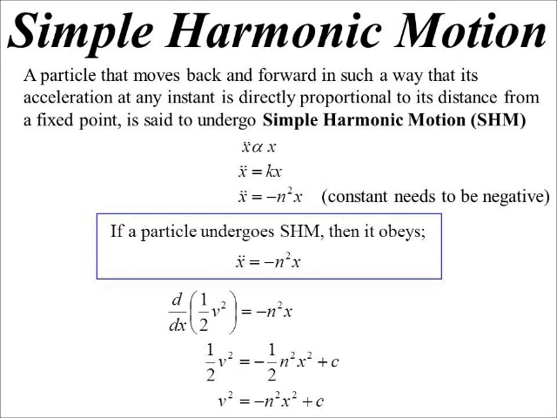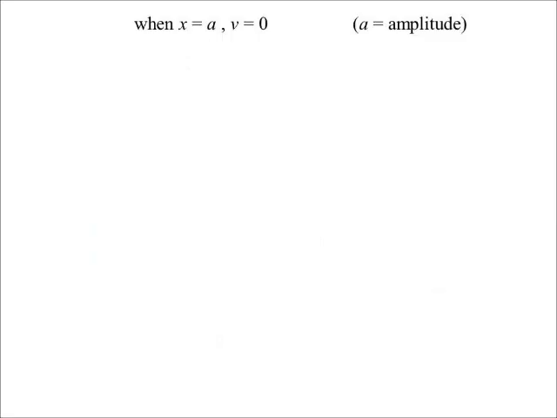Now I need some initial conditions here. Let's make it the simplest that I can. I need one between velocity and displacement. Well, I know it's going to stop at its furthest point, because remember I said it's just going to move backwards and forwards. So out at the extreme point, whatever that turns out to be, that's where it's going to stop and then come back. So conveniently we use A for amplitude. So we'll call it A. So x equals A, that's how far it'll go.